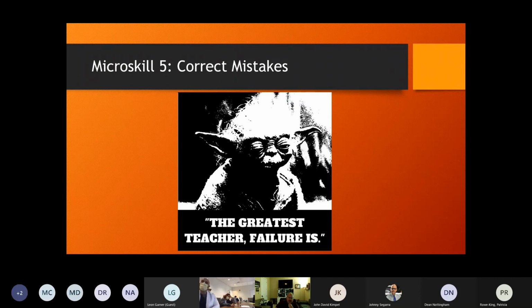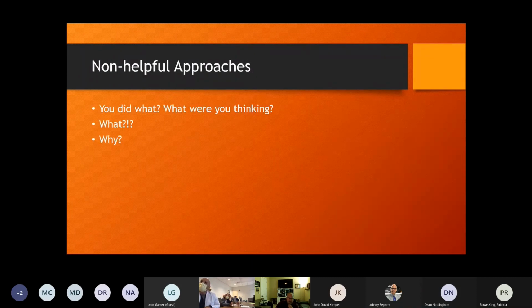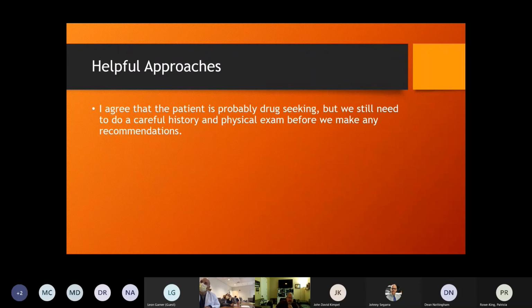Finally, the last microskill, correct the mistakes. Things that aren't helpful: You did what? What were you thinking? Why? Instead, I agree that the patient is probably drug seeking, but we still need to do a careful history and physical exam before we make any recommendations. Build on what they said, gently correct. This will be more helpful for the resident's experience and your own.